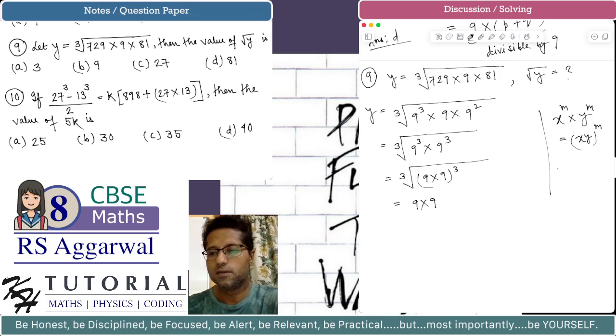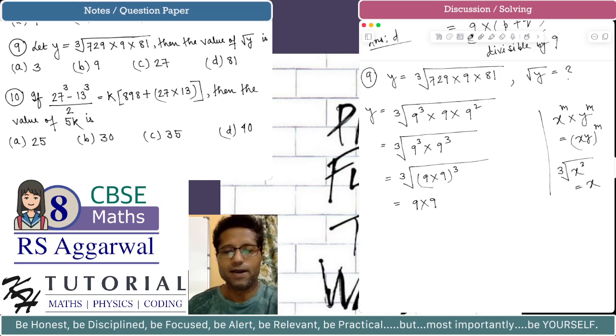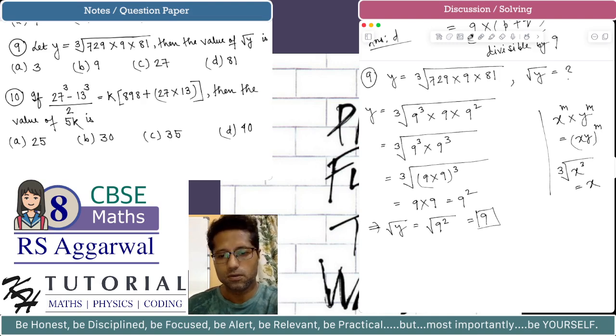This is equal to 9 multiplied by 9, since we know that cube root of x cube is equal to x. So y is equal to 9 into 9, which is 9 square. So this implies square root of y is equal to square root of 9 square, which is equal to 9. So the correct choice is B.